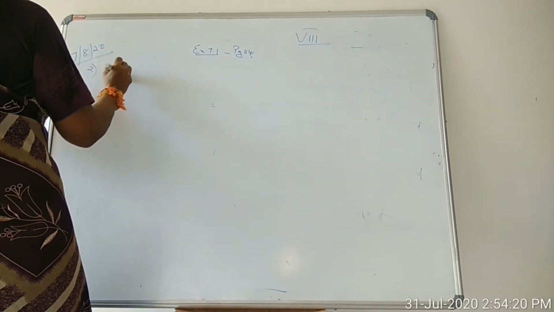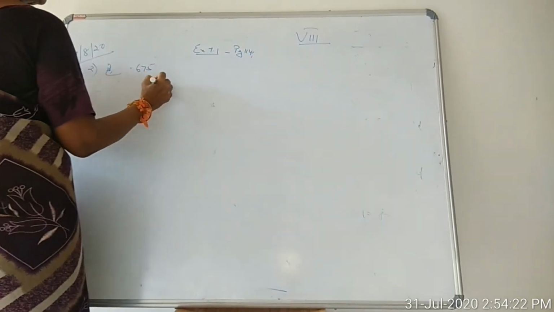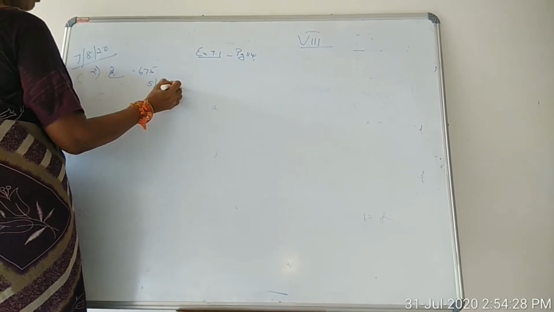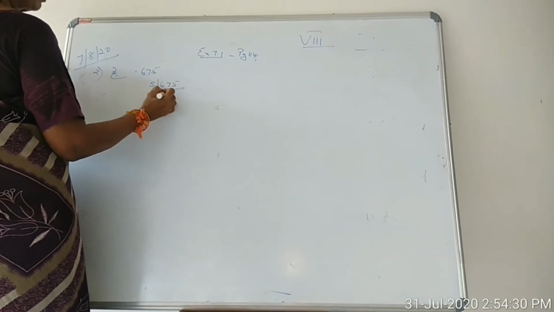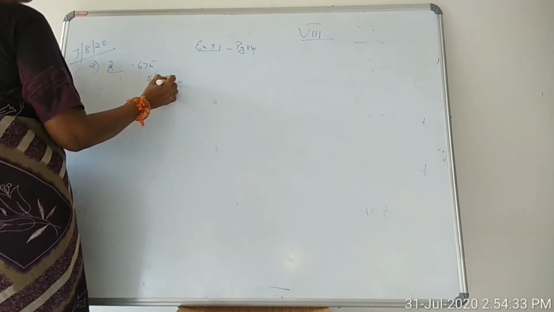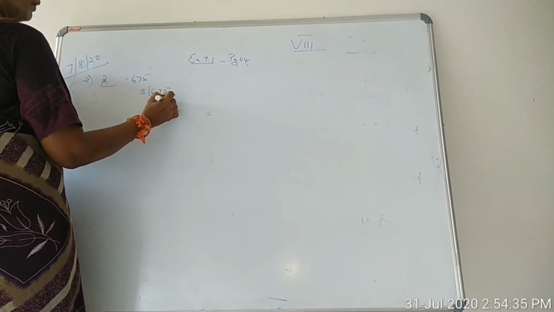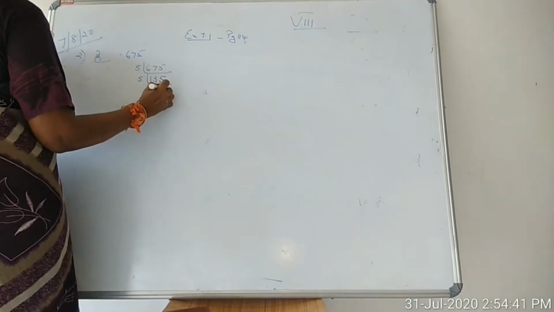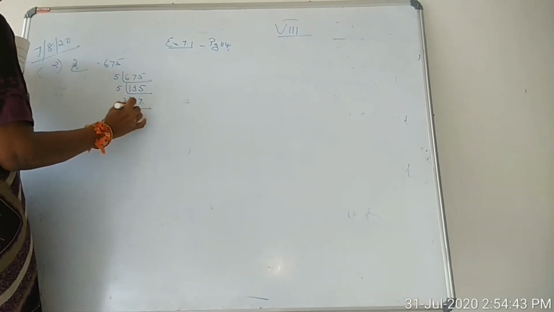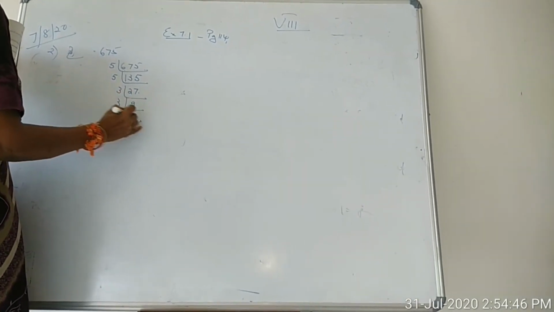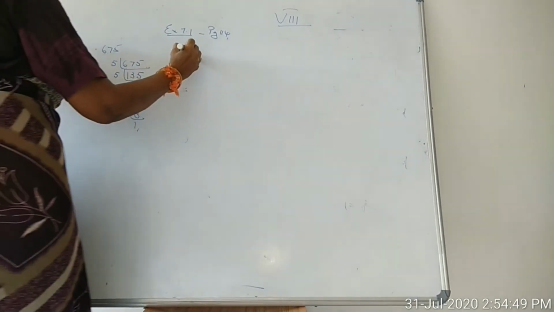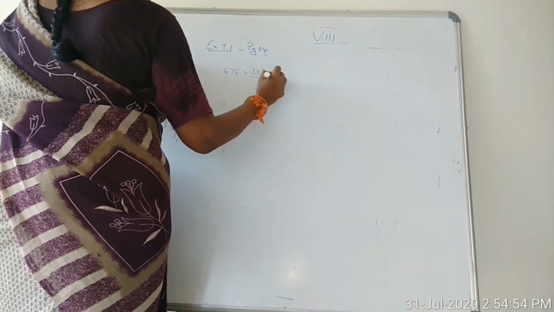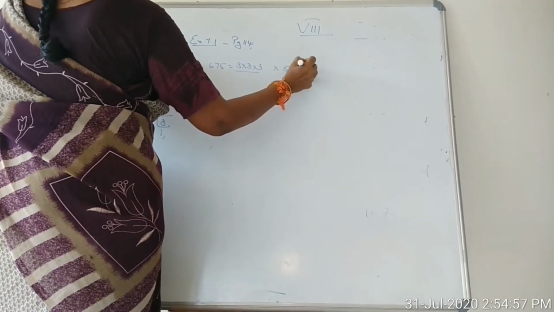Fourth bit, 675. The same method, children. Resolve into prime factors. The units place is 5, so 5 can divide this number. 5 divides 6 one time, 5 divides 17 3 times, remainder 2, 5 divides 25 5 times. 5 divides 135 27 times, 3 divides 27 9 times, 3 divides 9 3 times, and so 675 is equal to a triplet, children. A triplet means a group of 3.